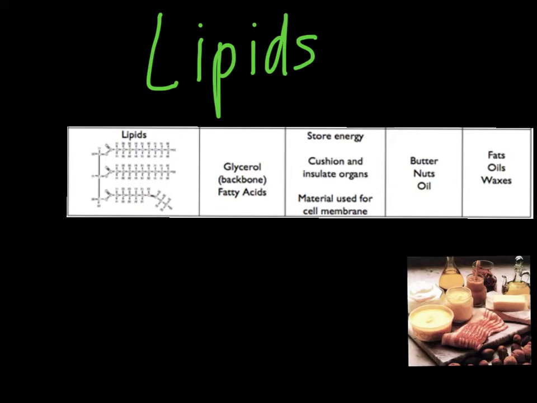As far as the function goes for lipids, their main purpose is to store energy. So your body stores fats for energy. This is one way that you can store energy if you're in a period of surplus, and then you can use that energy if you're in a period of time where you're not getting enough calories.